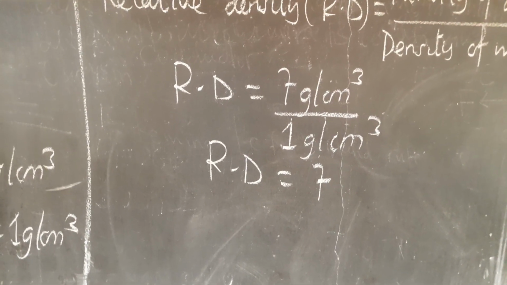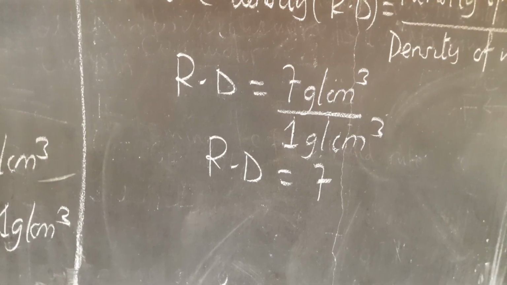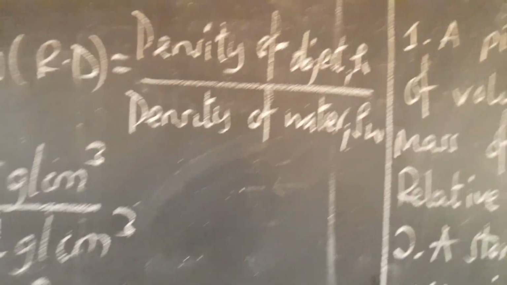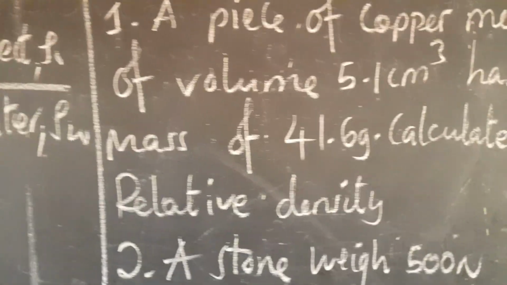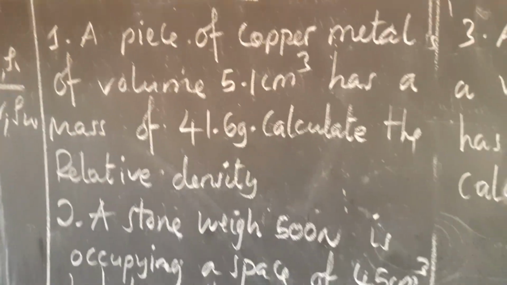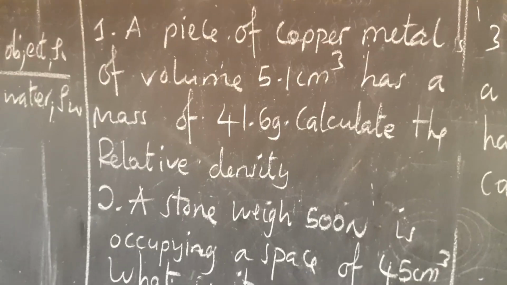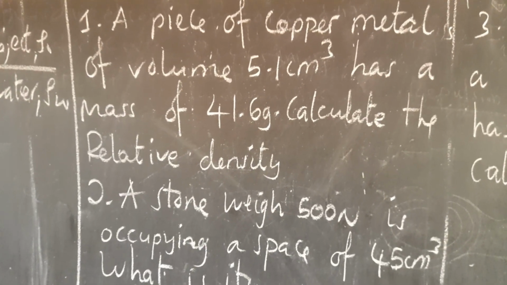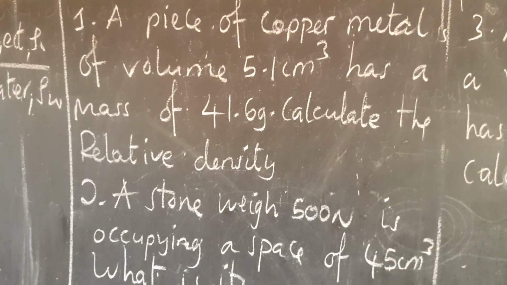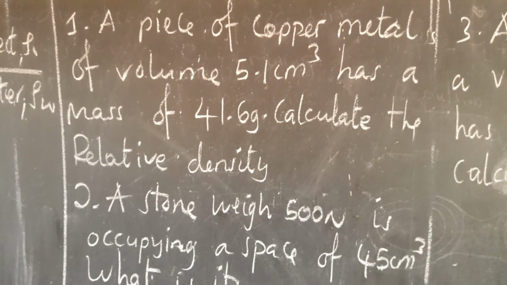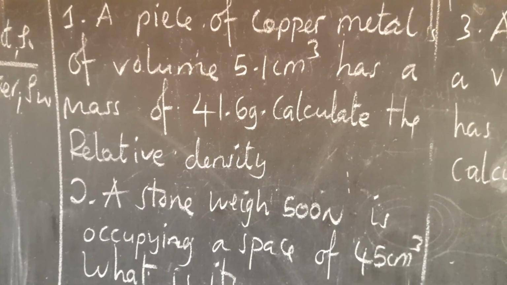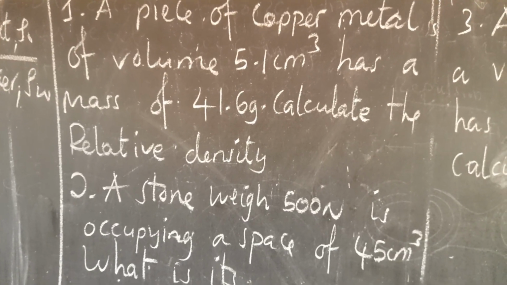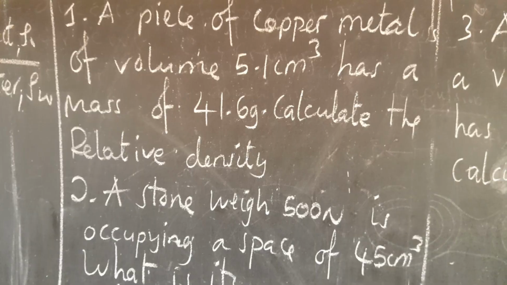That's good. If that is the case, you may now try your understanding in the following exercise. We have different questions you may try on your own. First question: a piece of metal of volume 1.5 centimeter cubed has a mass of 41.6 gram. Calculate the relative density.